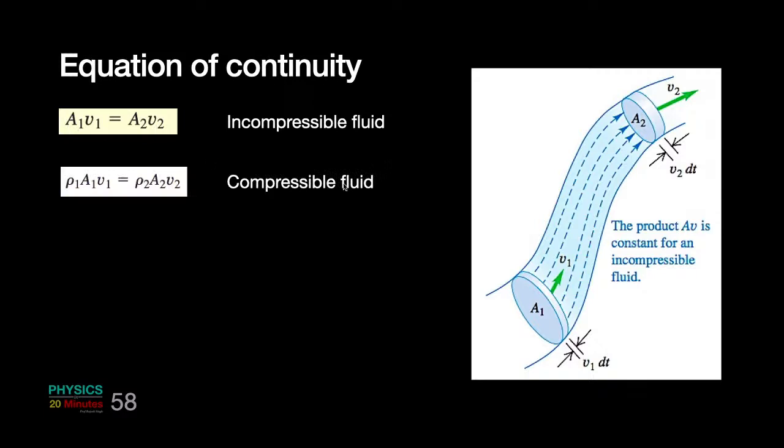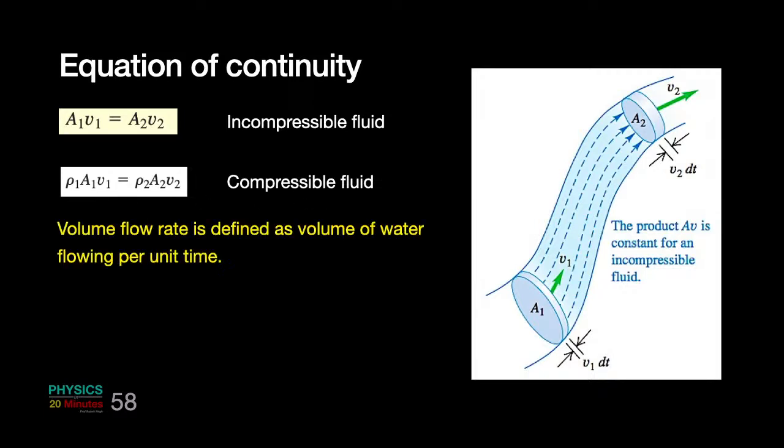If it's a compressible fluid, then your density will also vary as you go from here to here, and therefore it becomes rho 1 A1 V1 is equal to rho 2 A2 V2. That is for a compressible fluid. Volume flow is a term which will often come in your study of fluid mechanics, which is defined as the volume of water, or any fluid for that sake, flowing per unit time. So dV by dt, this is volume. The amount of volume flowing per unit time is actually the cross-sectional area times the velocity at that instant, at that point.